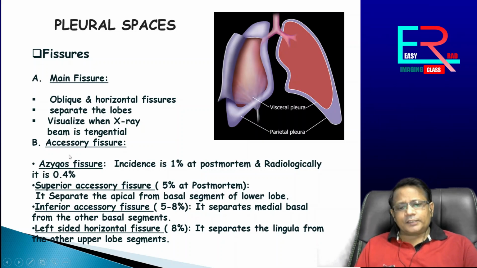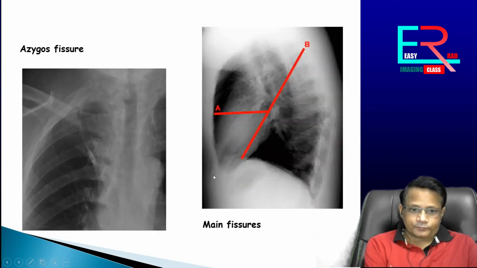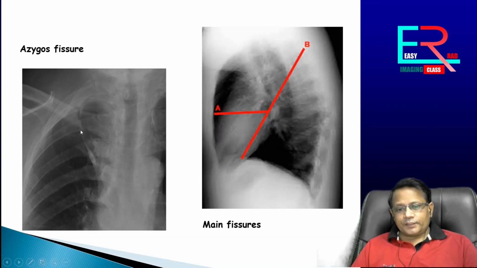There are some other accessory fissures, that are the azygos fissure, superior accessory fissure, inferior accessory fissure, and left-sided horizontal fissure. Here you can see these horizontal fissures. You could see here thin horizontal lines. See, this is the major horizontal fissure. Here you can barely see, this is the oblique fissure, the major fissure. This is the oblique fissure. Okay. Here it is the accessory fissure, that is the azygos fissure, usually formed by four layers of pleura, encasing the azygos vein.